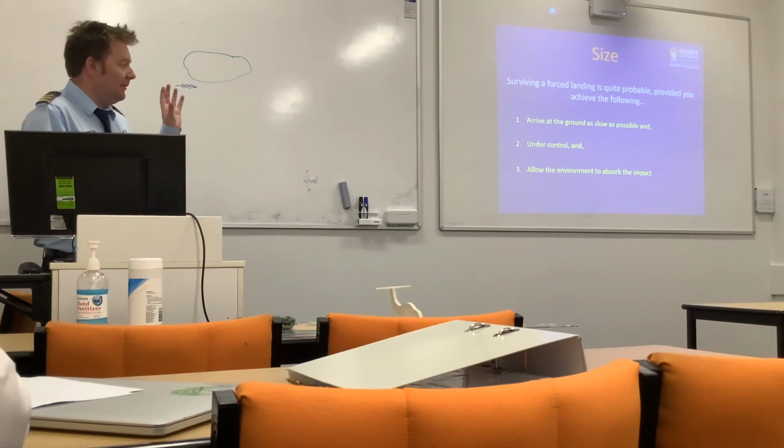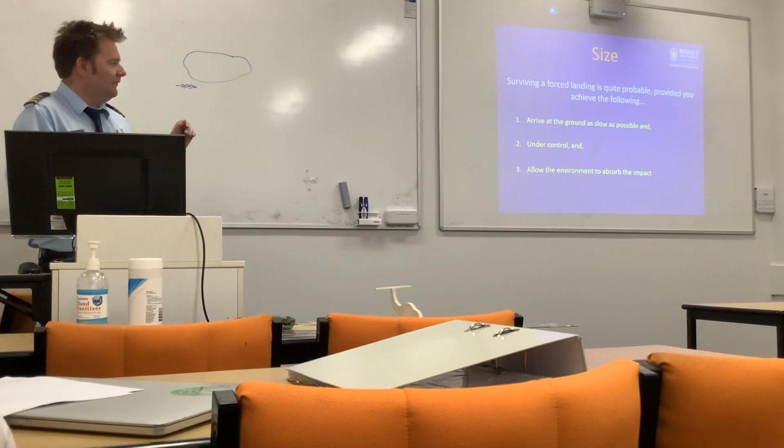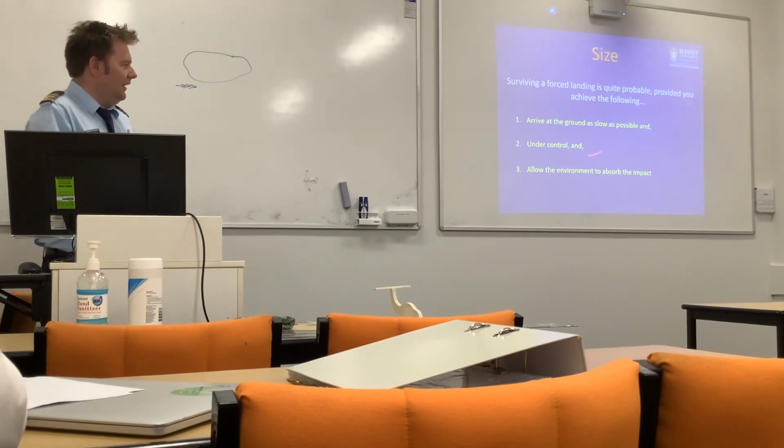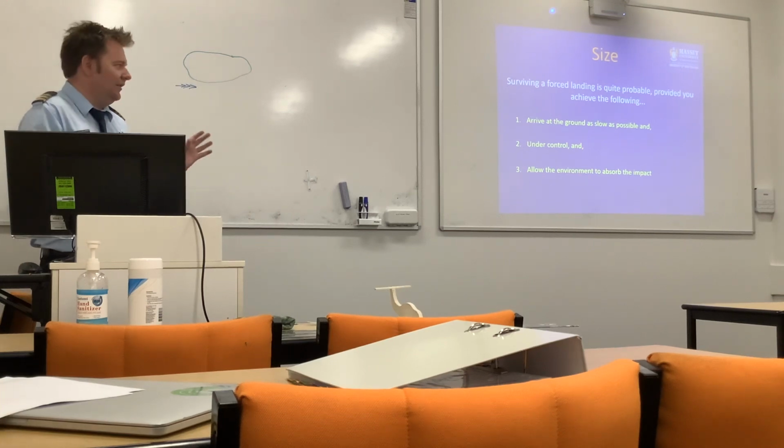So this is again coming back from some stats. So arriving as slow as possible, under control, you know what that means? Not stalled. Okay? And allowing the environment to absorb the impact, so going through trees and fences and stuff like that, is where you're going to survive. The main bit there is under control.